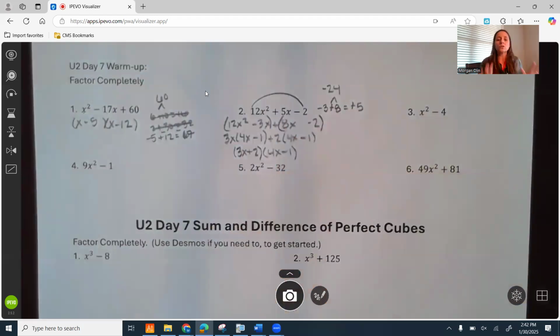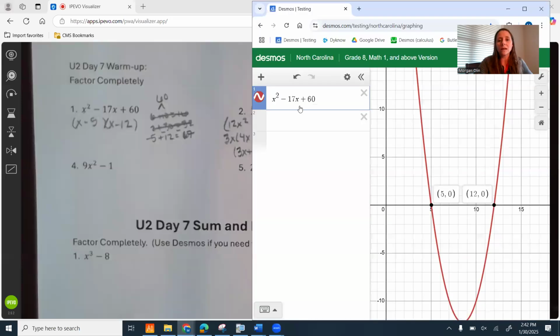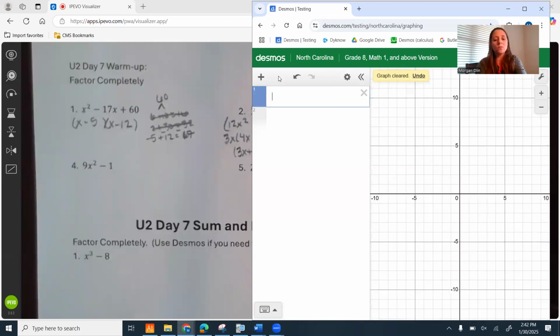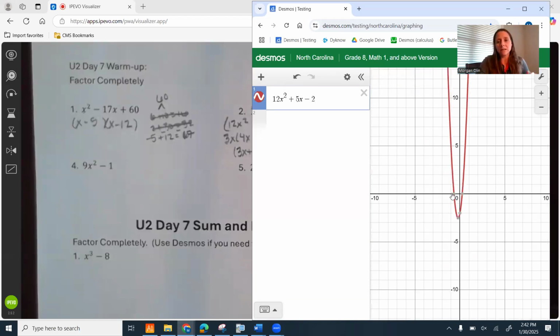All right, now, if you're struggling with that, that is a little bit harder factoring than number 1. We can go to Desmos, and we can plug this in. All right, so if I plug it in, it was 12x squared plus 5x minus 2. Now, this one's not as easy.